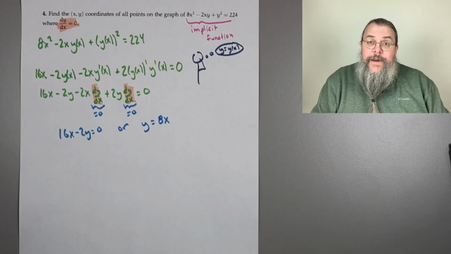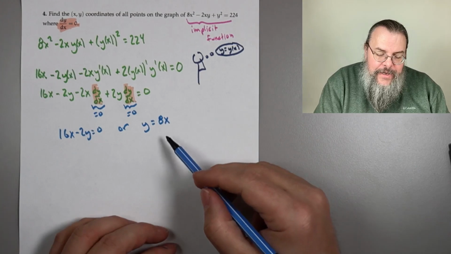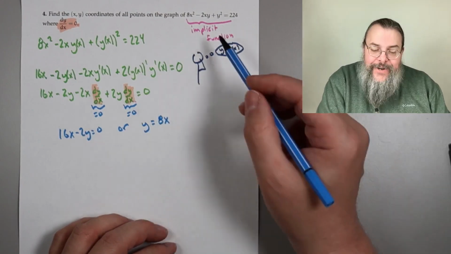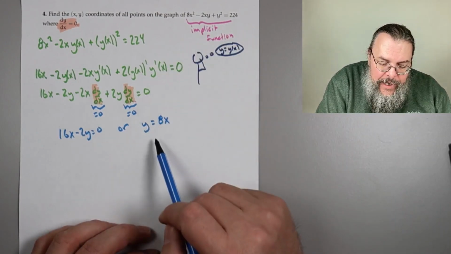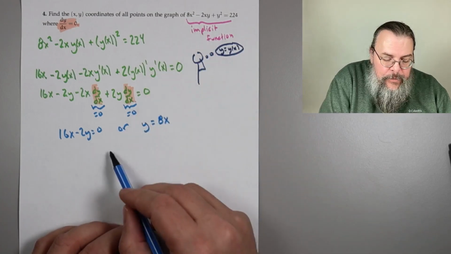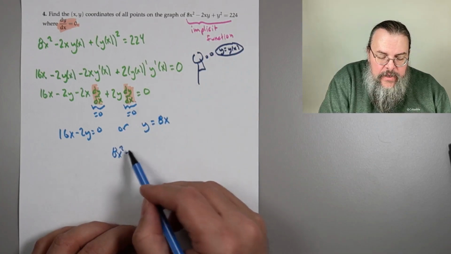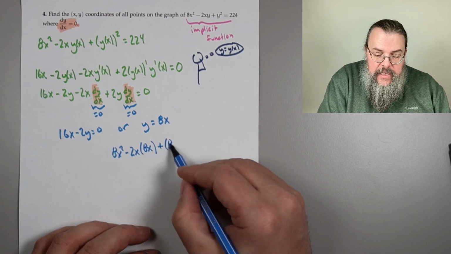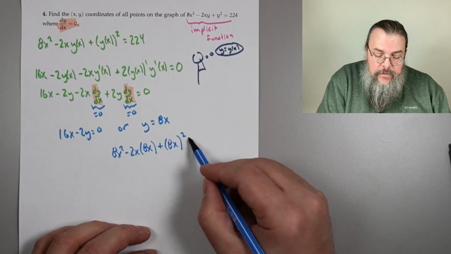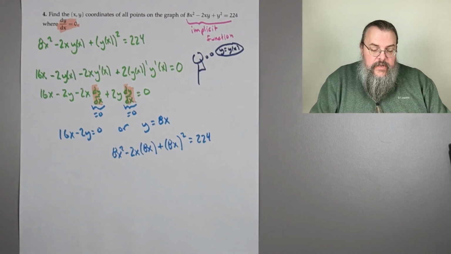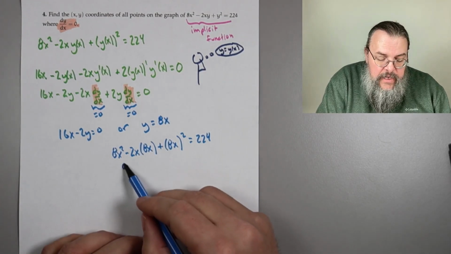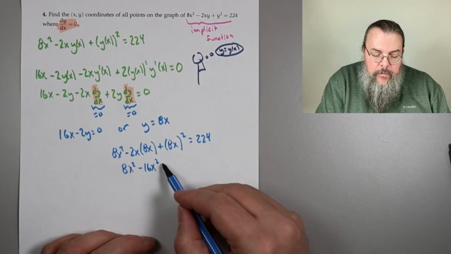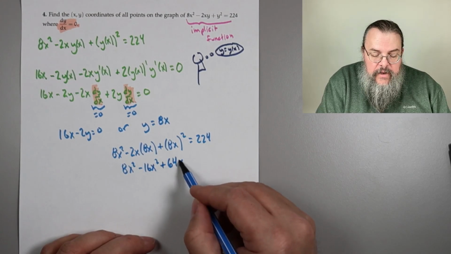And now we say, well, we have one relationship. We just found it. But there's two variables. Is there another relationship? Yeah, this one. The one that we started with. So we're going to take our y equals 8x and plug it into here. And what would that give us? Well, that would give us 8x squared minus 2xy, which we put in 8x, plus 8x squared, right? Y squared equals 224. Well, let's see, what does that give us? It gives us 8x squared minus 16x squared. 2 times 8 is 16, plus, a big number, 64x squared.